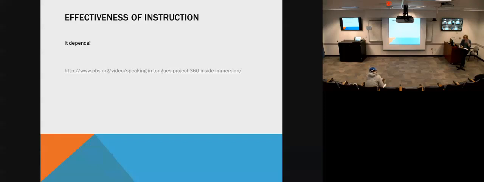It's great to have a little fluency activity. That's great. But if you don't put the accuracy there at the same time, you're not doing the right thing by your learner.